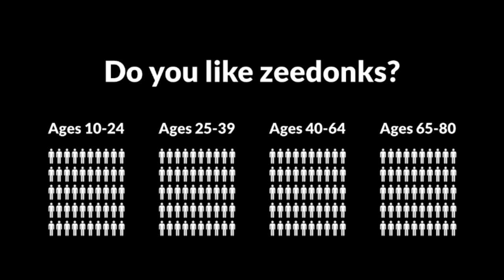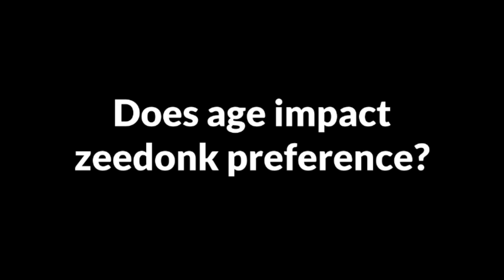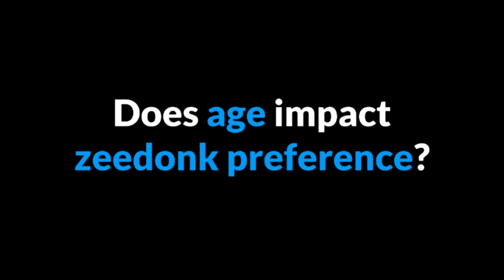So we're trying to figure out the answer to this essential question. Does age impact z-donk preference? And the two things we're trying to compare are age, how old someone is, and their z-donk preference, or whether or not they like z-donks. And so these are the two things we're trying to figure out whether there's a correlation between: age and z-donk preference. So we're going to use the data that we collect from this experiment and the chi-square test to find out whether there's a correlation between these two.